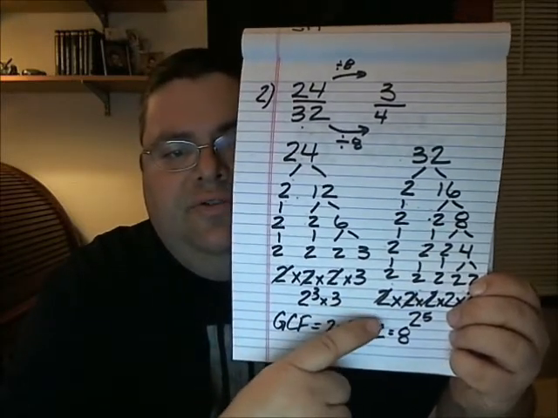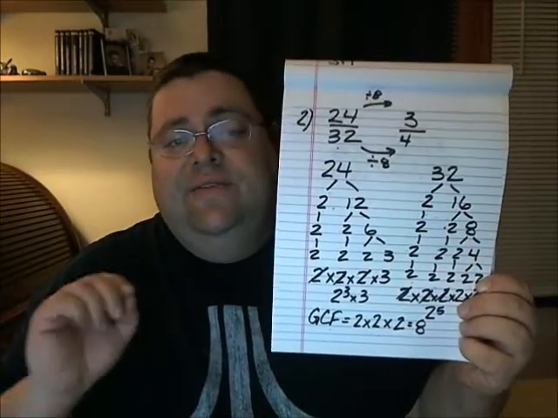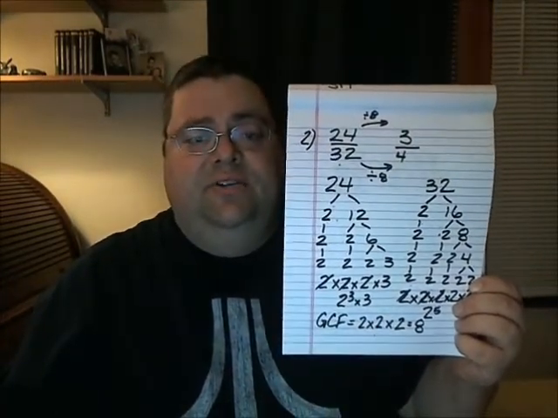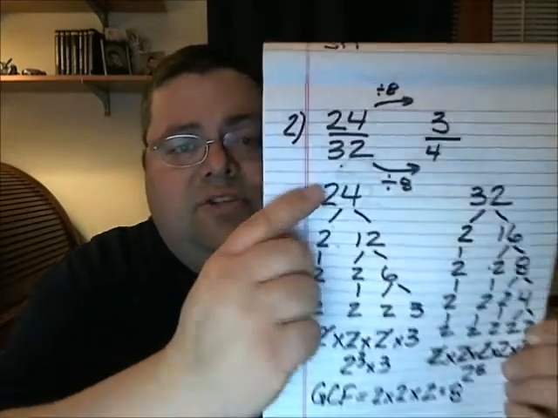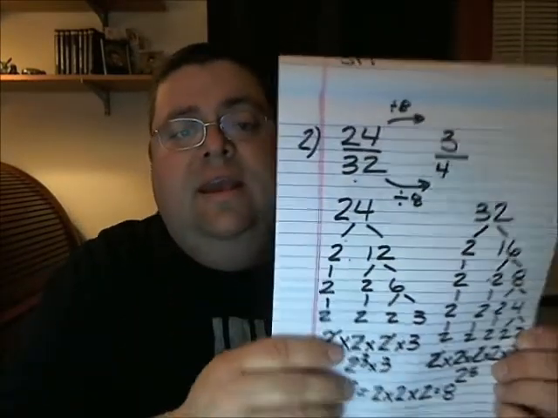There's a third 2 I can multiply. 2 times 2 times 2 is 8. They didn't have anything else in common as far as prime factors. There's that 8 again, so I divide by 8, denominator and numerator, and again I get 3/4. You can do this with any fraction. It doesn't matter what it is.